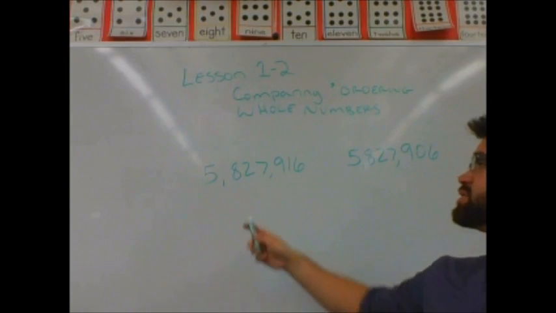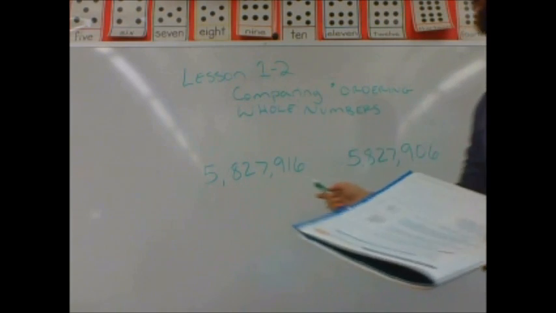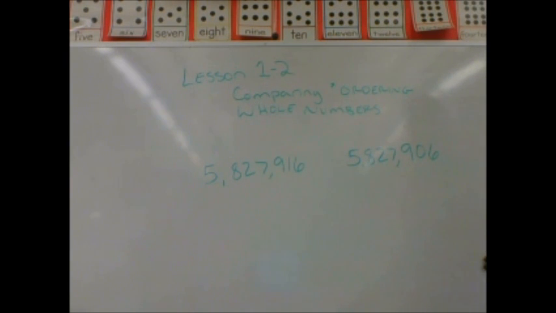Magic of video, now we've got two new numbers. I'm going to step aside so you can see them. We have 5,827,916 and 500,827,906. What I want you to do in your notes is go ahead and list out the steps again, and then using your inequality signs, tell me if it's greater than or less than. So go ahead and pause the video and do your work now.